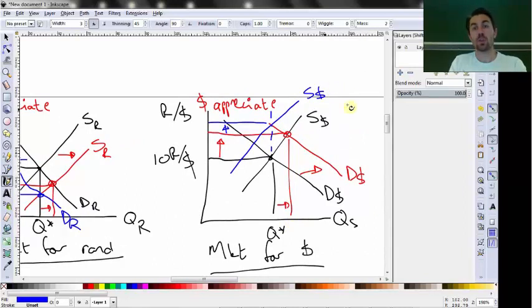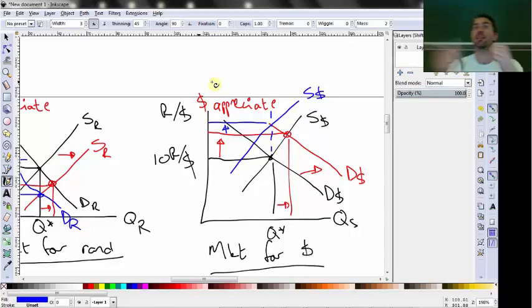Okay, so why is there supply of dollars in the market? When we're talking about rands per dollar, we're talking about trading dollars for rands. So why are we supplying dollars? Because we want to buy South African goods and services. We want to buy South African financial assets.